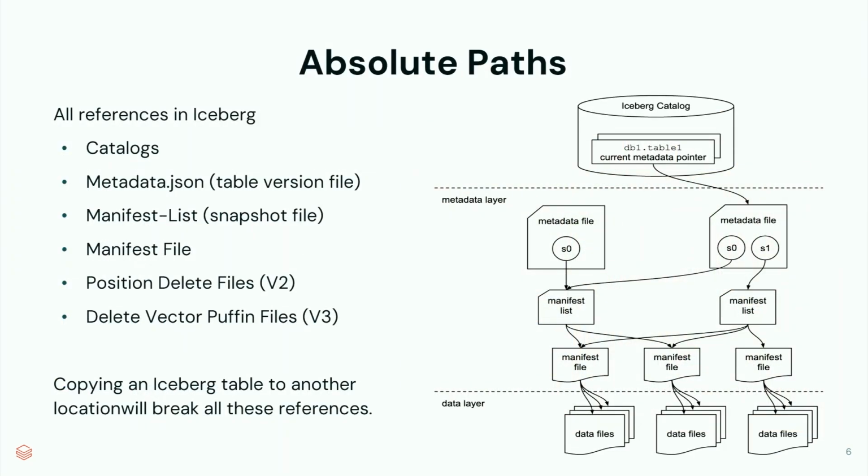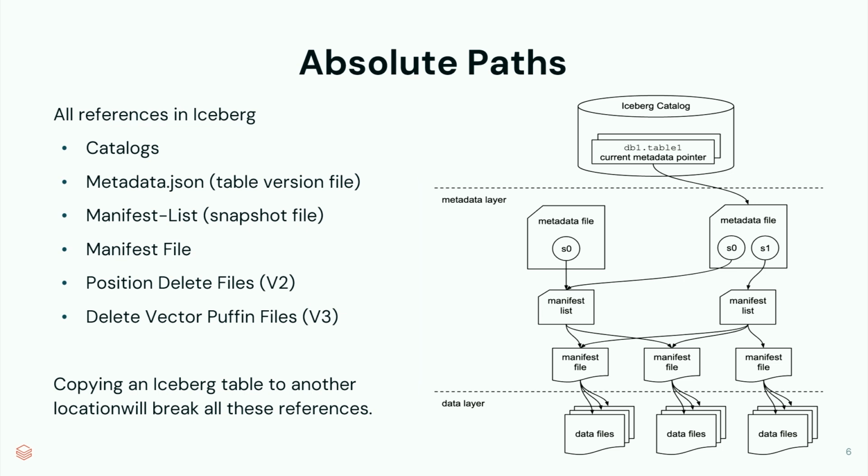And to show you the extent of the problem we're dealing with, this is the Iceberg spec. So it's a spec of metadata files and data files, right? The problem starts at the very top. Even the top pointer, the catalog pointer, points to the table version file, the metadata file, and that itself is an absolute path. Then you have that pointing to the children, which are the manifest lists for the snapshots. Those are absolute paths. They point to the manifests, which are absolute paths. They point to data files, which are absolute paths.